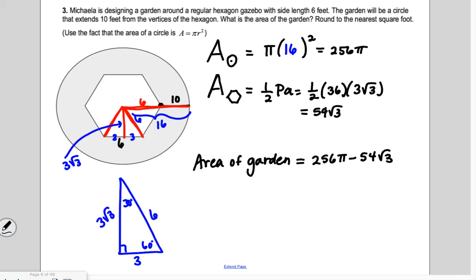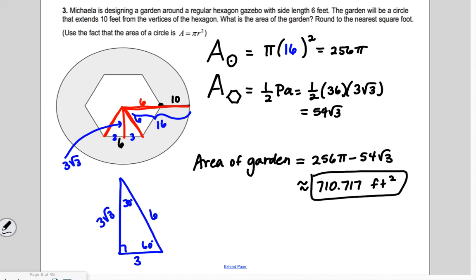And right now it kind of looks like gibberish. Like if I was trying to figure out how much grass seed I needed, or mulch, whatever, I wouldn't really know what that number is. But if you need to actually multiply it out, you could. So you could do 256 pi minus 54 root 3. And so we get like 710.717. And my units are square feet.